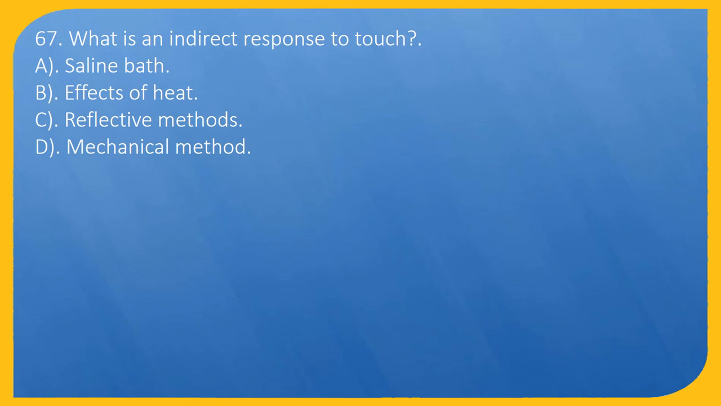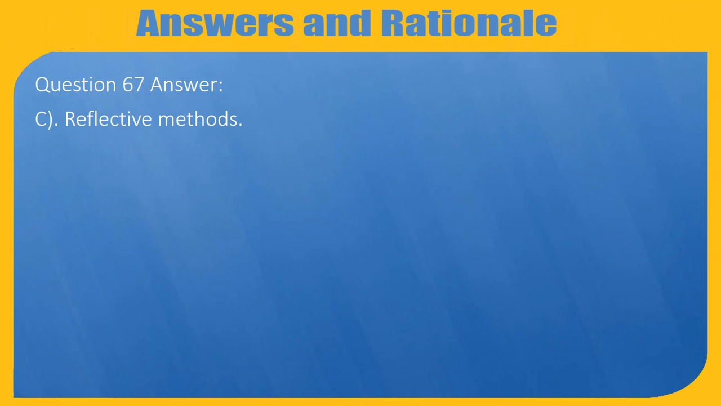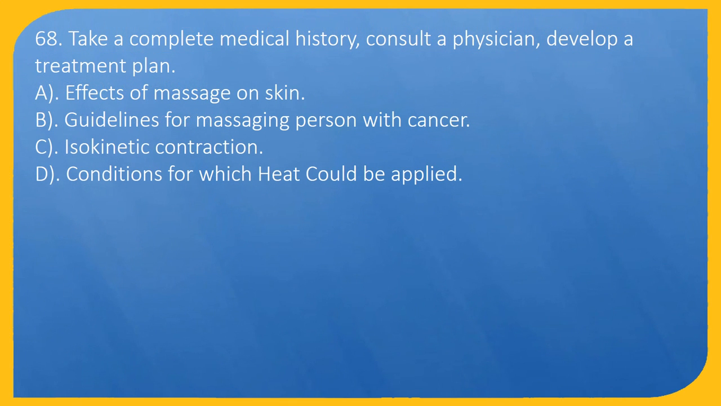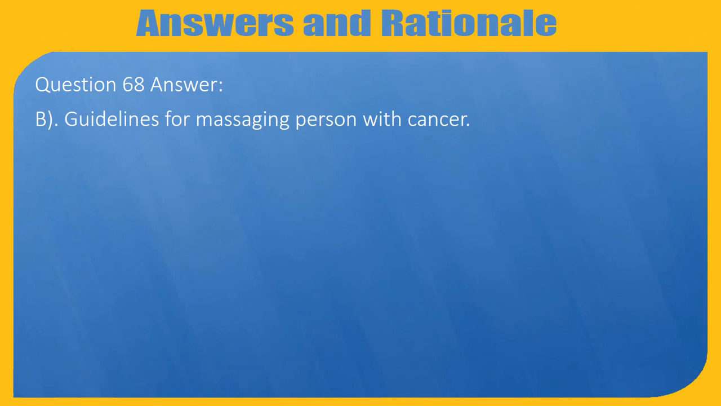Question 67. What is an indirect response to touch? A. Saline bath. B. Effects of heat. C. Reflective methods. D. Mechanical method. Question 67 Answer: C. Reflective methods. Question 68. Take a complete medical history, consult a physician, develop a treatment plan. A. Effects of massage on skin. B. Guidelines for massaging a person with cancer. C. Isokinetic contraction. D. Conditions for which heat could be applied. Question 68 Answer: B. Guidelines for massaging a person with cancer.